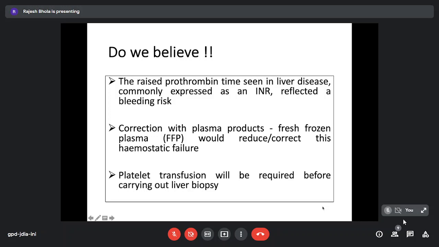Whenever such scenarios come in front of us, we have a traditional belief. So what is the traditional belief? That raised prothrombin times seen in liver disease are commonly expressed as an INR, and whenever the INR is elevated, it usually reflects a bleeding risk. And how do we go ahead with the management? We go ahead with correction with plasma products, that is fresh frozen plasma, which can reduce or correct the hemostatic failure. And whenever the platelets are reduced, we are very wary about low platelet, thrombocytopenia-induced bleeding. So we usually think that platelet transfusion is going to help in these cases, even when we are going for an elective liver biopsy procedure. So this is what we believe.